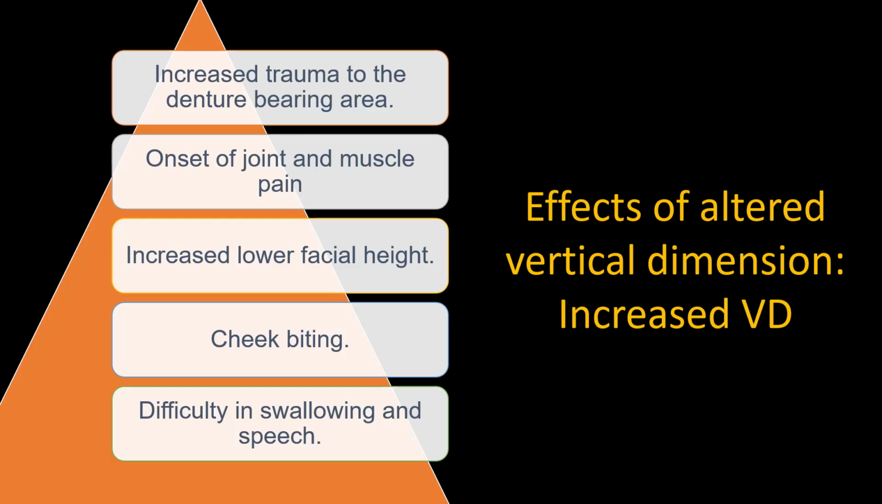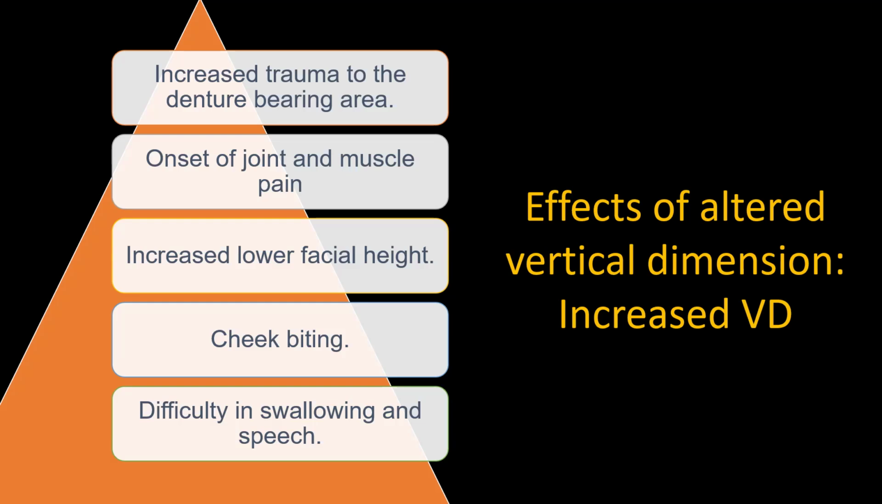So, what would happen if there is an alteration in the vertical dimension? The first situation that we'll be discussing is when the vertical dimension is increased. When the vertical dimension is increased, it leads to increased trauma to the denture bearing area, which means that there is excessive force or pressure that the patient needs to exert in order to occlude the lower and the upper jaws, leading to increased trauma to the force directed area, which is the denture bearing area. It gradually results in the onset of joint pain and muscle pain. This increases the lower facial height.